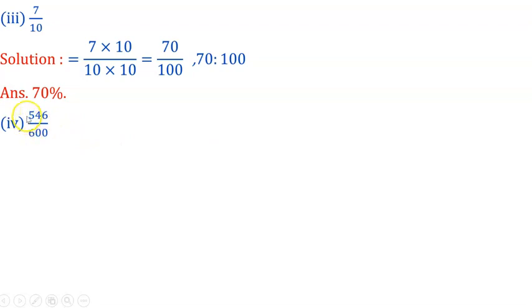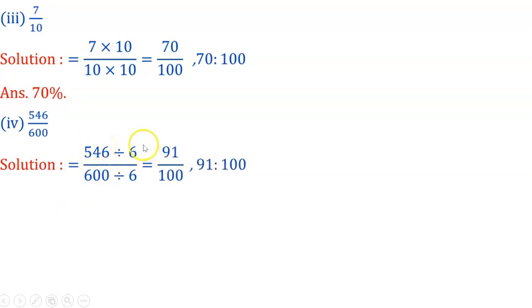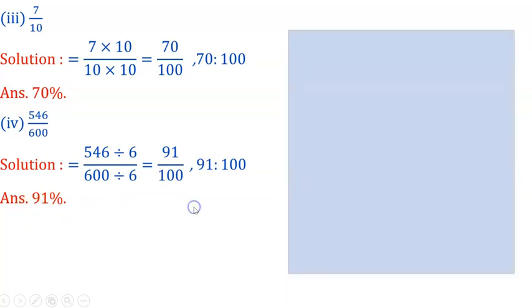Next, 546 upon 600. Here 546 upon 6, divided by 600 upon 6. Then you will get 546 upon 6 is 91, and 600 upon 6 is 100. Therefore, the required ratio is 91 as to 100, and hence the required percentage is 91%.